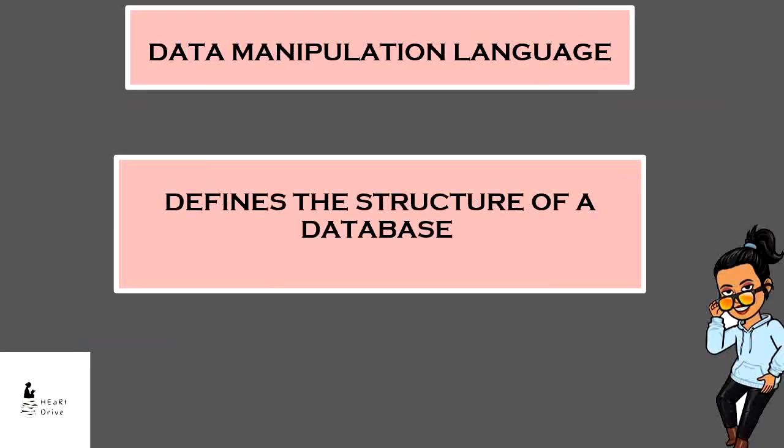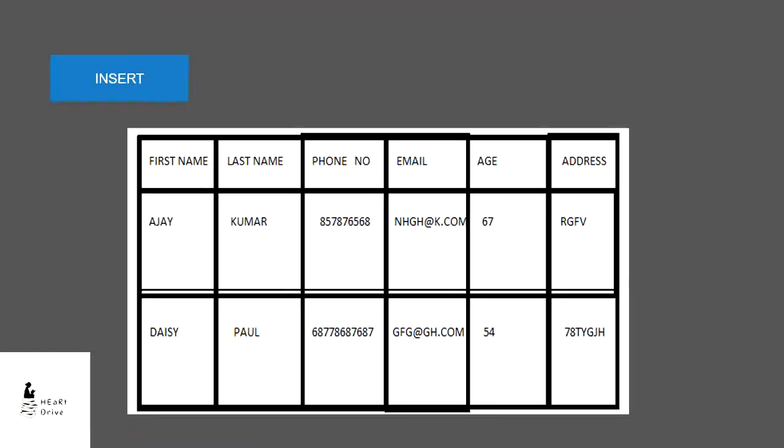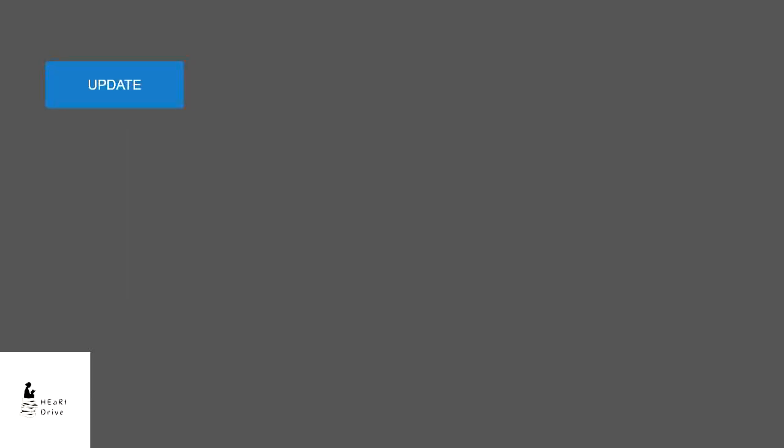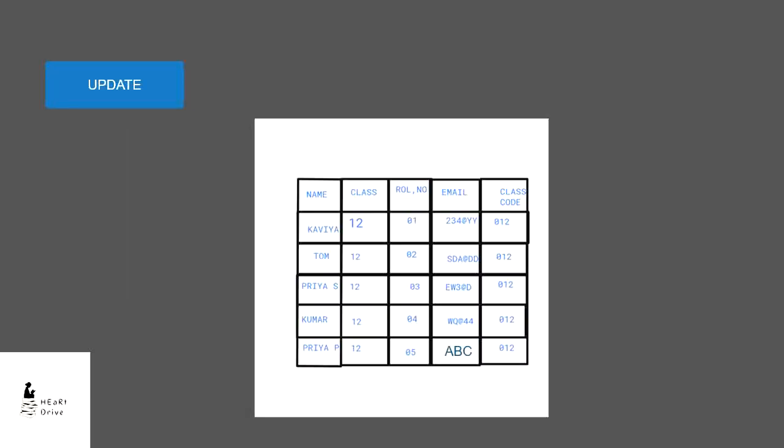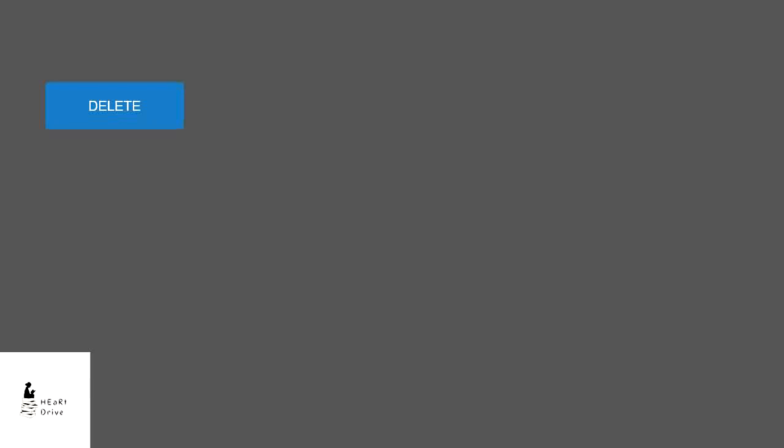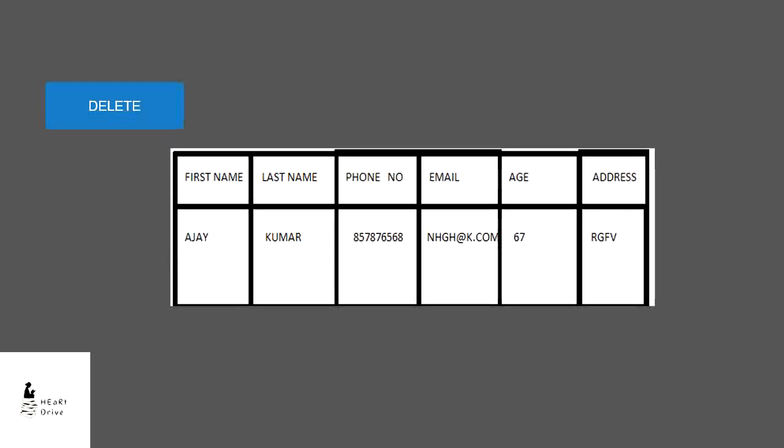Data manipulation language. DML commands are used to manipulate data. Commands of DML are insert, update and delete. Insert adds new row into the table. Update modifies the existing data with new data. Delete deletes the record from table.